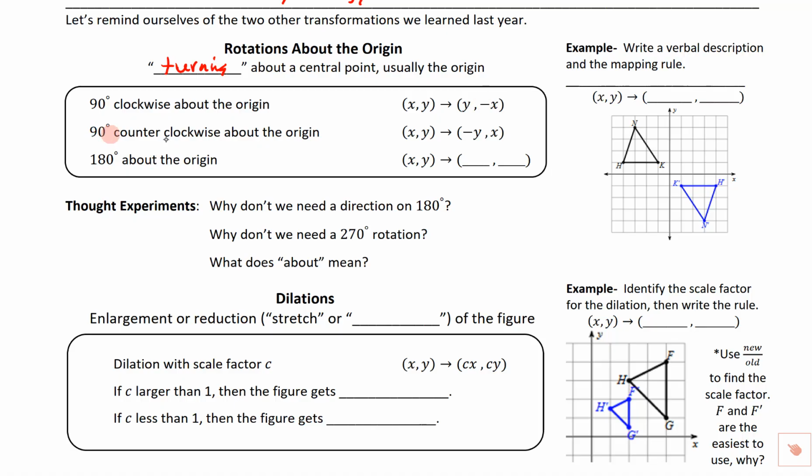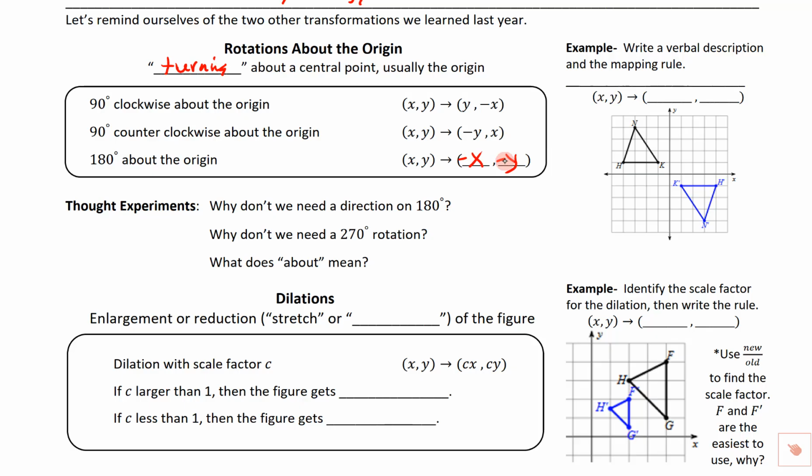If we want to do the same thing but we want to go counterclockwise, so we want to do a 90 degree counterclockwise turn around the origin, we switch the x and y, but this time we make the y negative. And then if we do a 180 degree rotation about the origin, then this one's kind of interesting. So what happens is we don't switch either one of them. We leave this here and we leave that there. So it's still x and y, but what we do is we make each one of them the opposite sign of what they used to be.